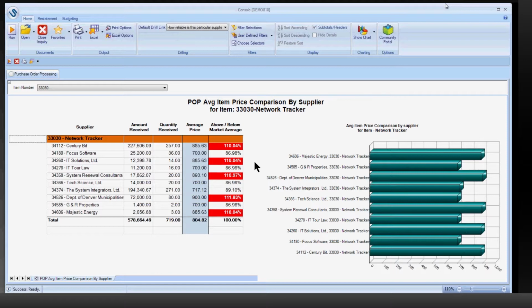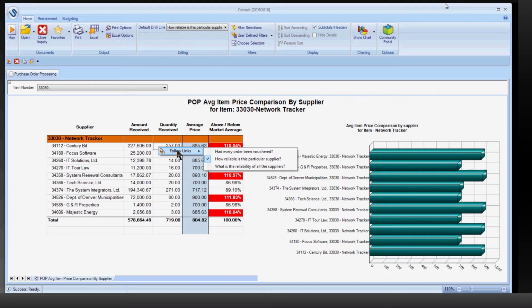And employing powerful analytics in a very simple way, we've determined what the average price is that we pay for this particular item, my network tracker, and to which suppliers am I paying more than the average or less. What I can see here very quickly and easily is that we pay CenturyBit more money and give them more orders than any other vendor, yet they cost 110% more than the average for this part. So let's see the power of real-time analytics in motion.